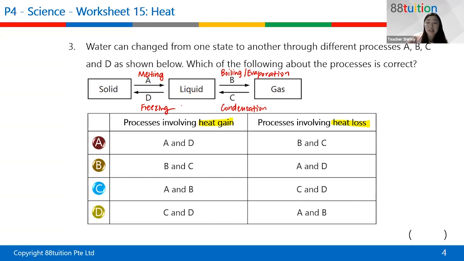Okay, so in this case, if you want it to melt, of course, the solid ice, for example, has to gain heat. When it gains heat, it will be able to melt. So the processes that involve heat gain will be A and B, which is this. Then the processes of heat loss will be C and D. Okay, so the answer is C.